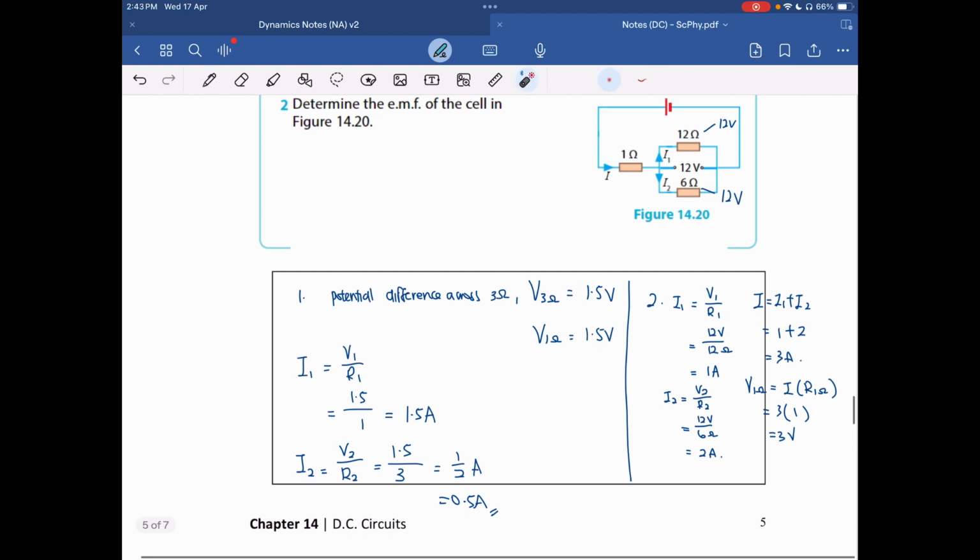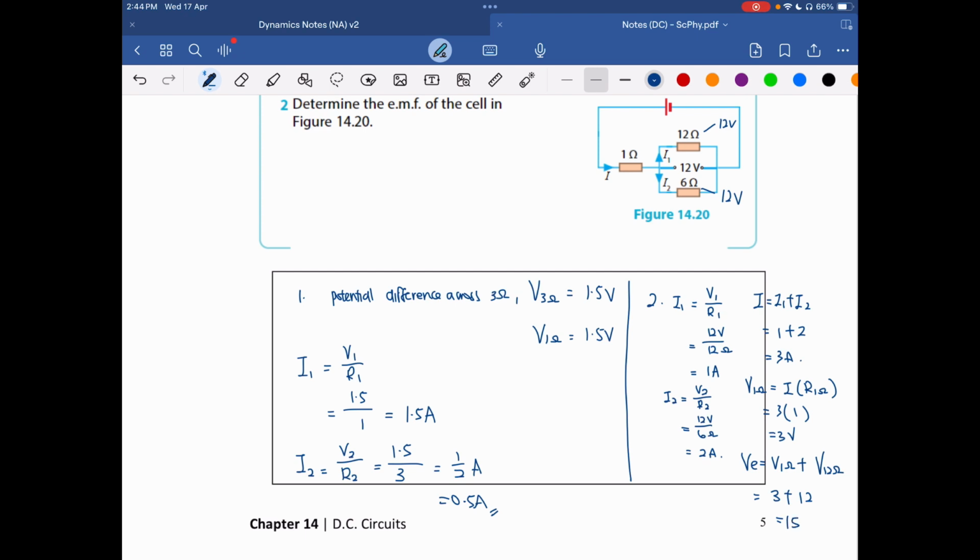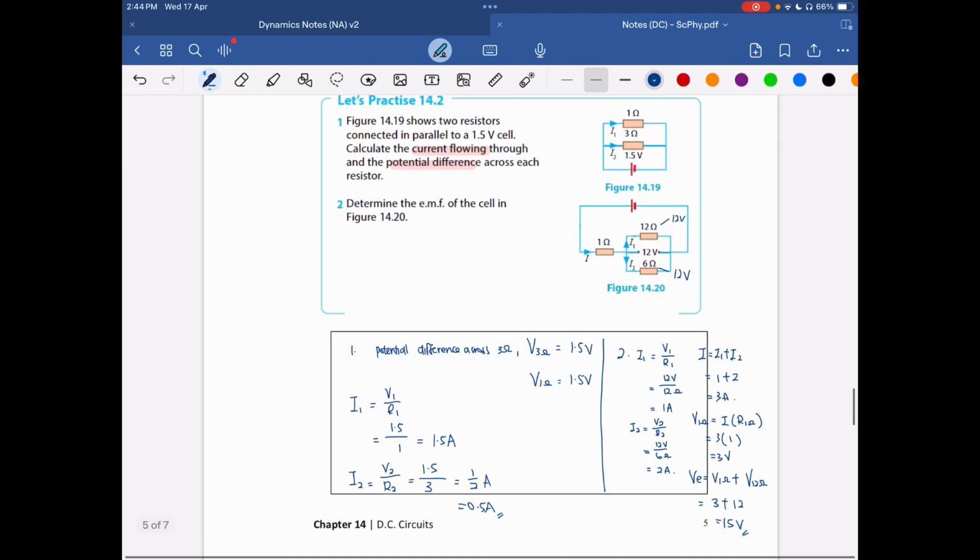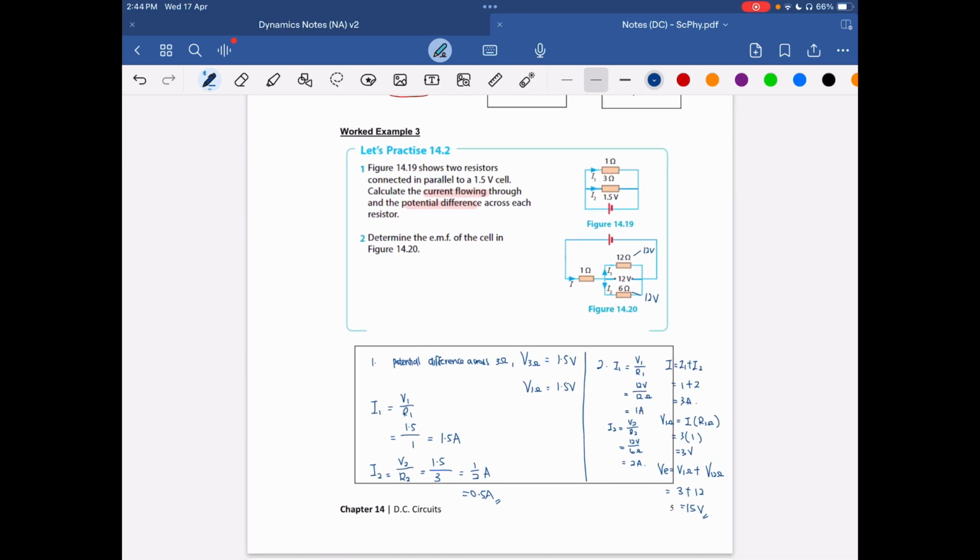Okay, so again, because this component and this component are in series to one another, what this means is that the potential difference will just be the sum of these two components. So VE equals to V of the 1 ohm plus the V of the two components in parallel. Okay, so this will be 3 plus 12, 15 volt. So that's the EMF, right? So you may pause at any point in the video to take a look.